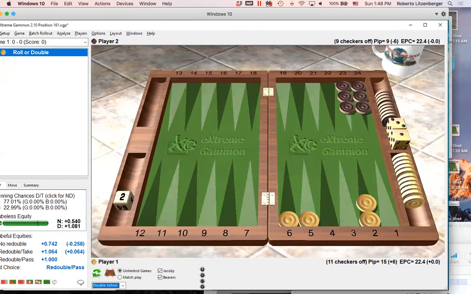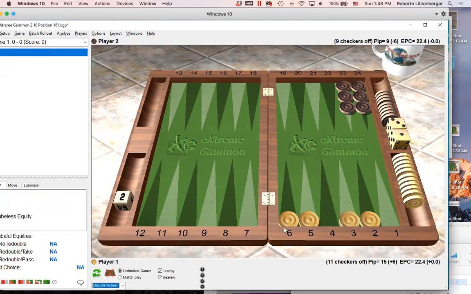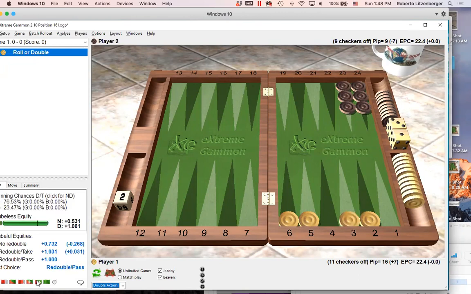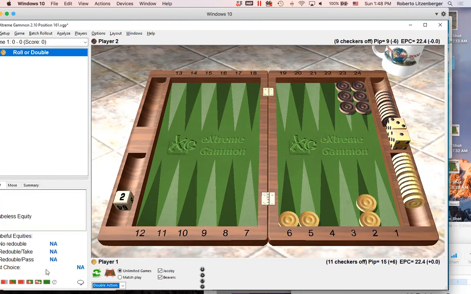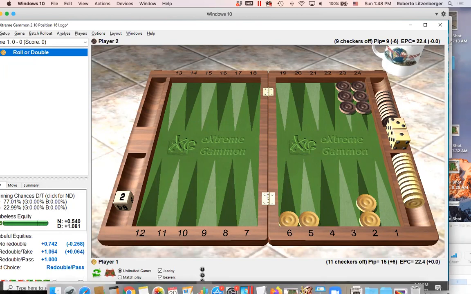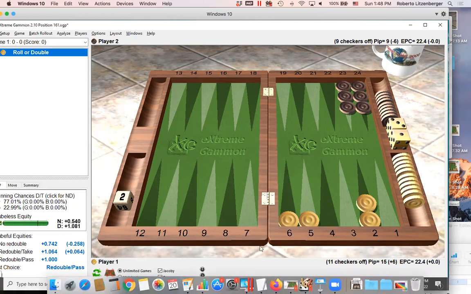So this is an improvement for black. Right, now white's on roll. Okay, so this is a pass. I mean, it was a very borderline pass here. So let's see how much. This one is 23.47%. This one is 22.99. So it's very close. It's a slight improvement for white. But yes, it is an improvement.